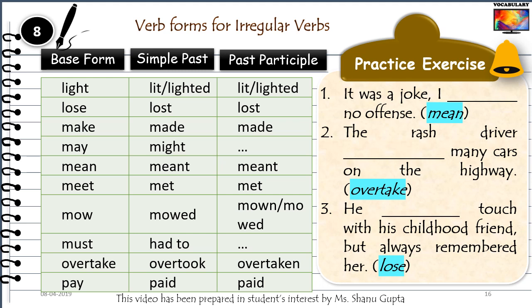The practice exercise. It was a joke. It meant no offense. The rash driver overtook many cars on the highway. He lost touch with his childhood friend but always remembered her.